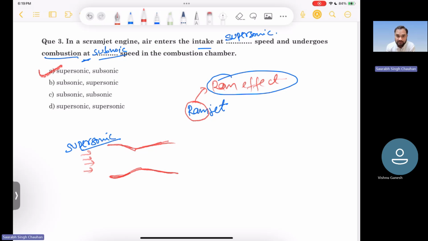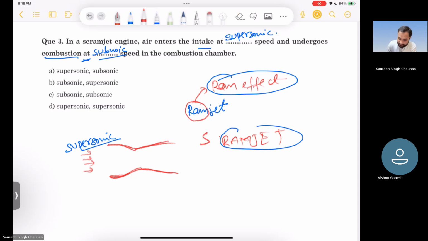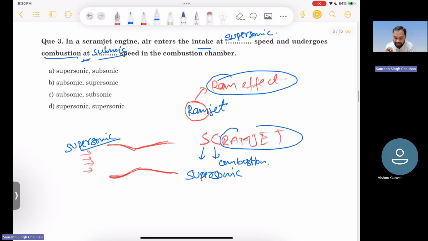There is another type of engine called scramjet. Sorry, this question was about the ramjet engine. Scramjet basically means, you can see the ram word is there, so the ramming effect is there, but the SC stands for supersonic combustion. Everything is the same, but combustion happens in the supersonic regime. So this is the difference. In ramjet, combustion happens at subsonic regime, and in scramjet, combustion happens at supersonic regime.